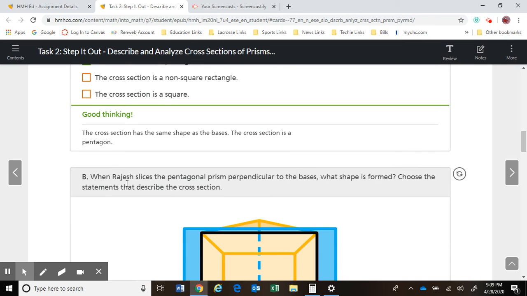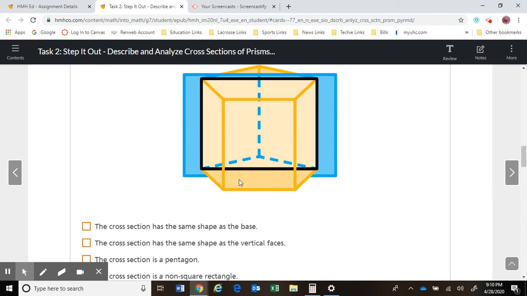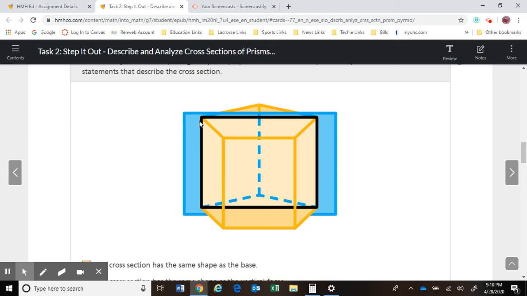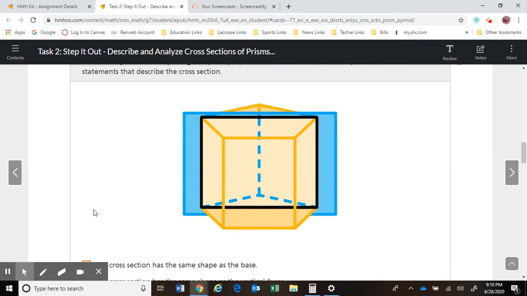When Rajesh slices the pentagonal prism perpendicular to the bases, what shape is formed? Look at that shape. What shape do you see? The cross section has the same shape as the base? Nope, it's not the same as the base. The cross section has the same shape as the vertical face. Look at this. What shape is that black line right there? It's a rectangle. So the cross section has the same shape as the vertical faces, doesn't it?